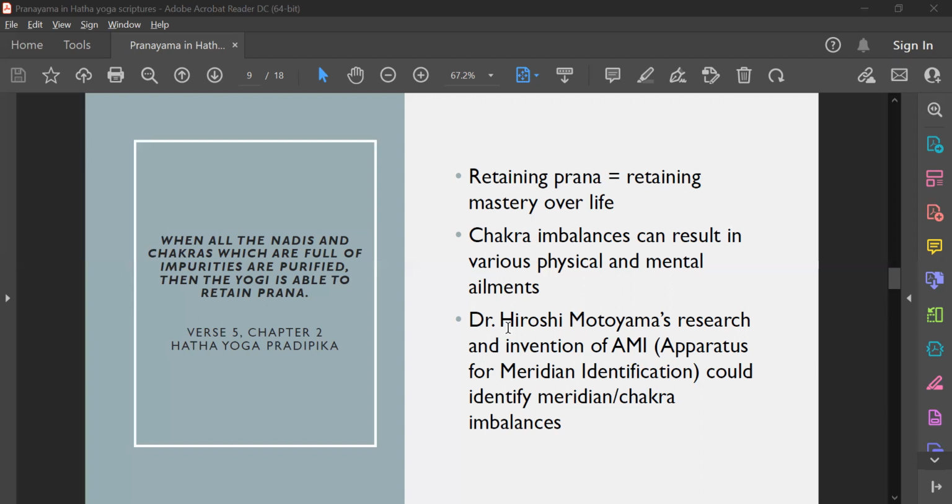So there is this doctor, Hiroshi Motoyama. He had developed this apparatus called AMI, apparatus for meridian identification. Apparently, that device could identify the meridian or chakra imbalances, like a physical apparatus which could scan the body, just like how we can get an X-ray or a CAT scan or an MRI. It could scan our body and identify the meridian chakra imbalances.